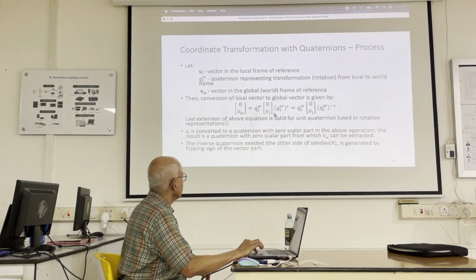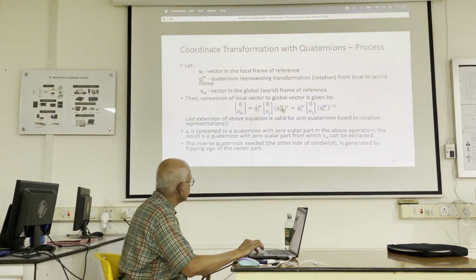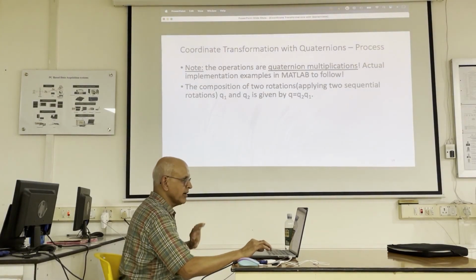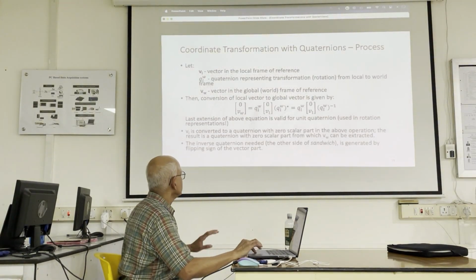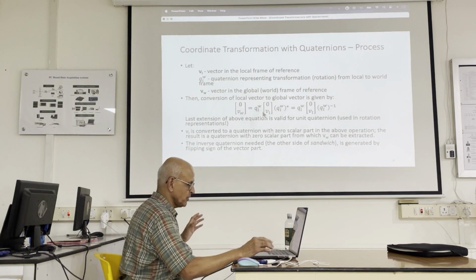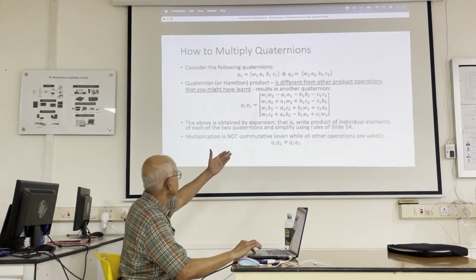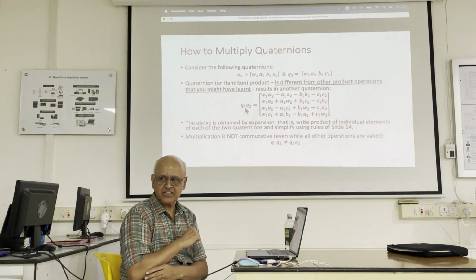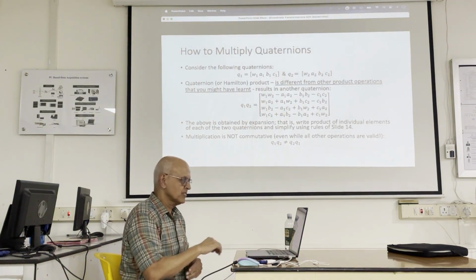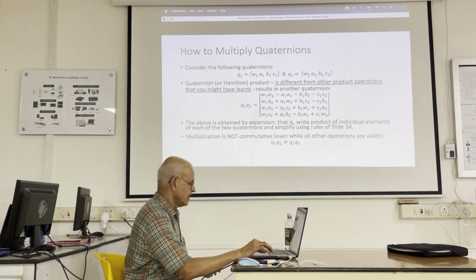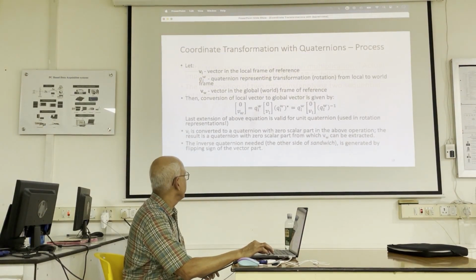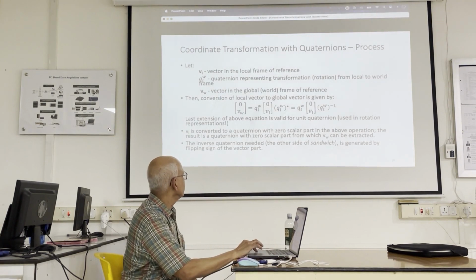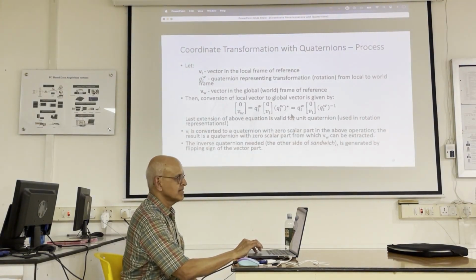You need 2 quaternion multiplications, this with this, and the resultant with this. Those are not regular multiplications. Remember, these are quaternion multiplications. What is quaternion multiplication? Here it is. This is known as the Hamilton product, the Hamilton multiplication in honor of Hamilton. So that's what they mean. Do quaternion multiplications, not regular multiplications.